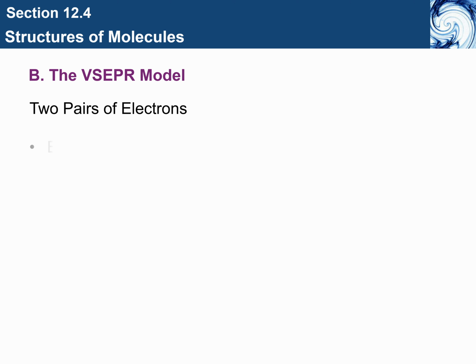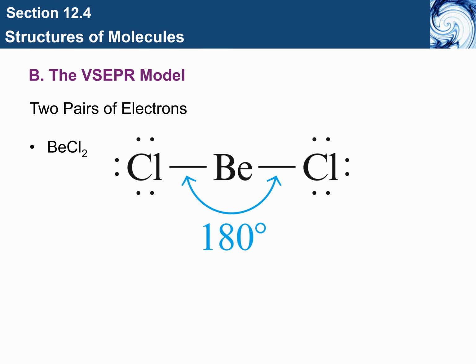Two pairs of electrons. With two pairs of electrons around a central atom, the arrangement is linear with a bond angle of 180 degrees. BeCl2 is the example shown. The Lewis structure of the model is shown with the atoms in a straight line. The slide labels the 180 degrees and the word linear. Very important: 180, remember, equals linear.